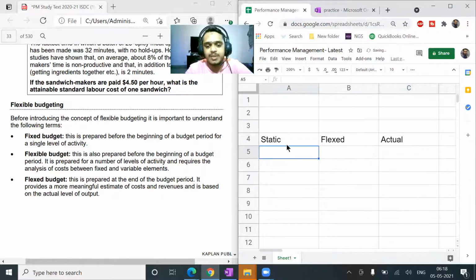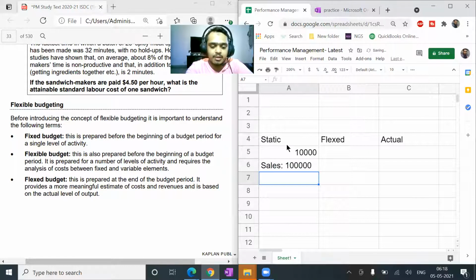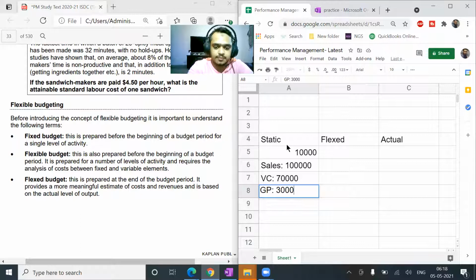Now, what happens is, suppose in the static budget I'm having 10,000 units in sale. My sales are nothing but 10,000 into 10. My sales is 1 lakh. Then my variable cost is somewhere around 70,000. My profit, I'll just take it here as profit, or you can say gross profit for better understanding. My gross profit is 30,000 here.